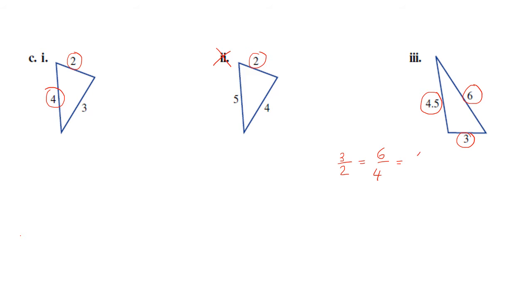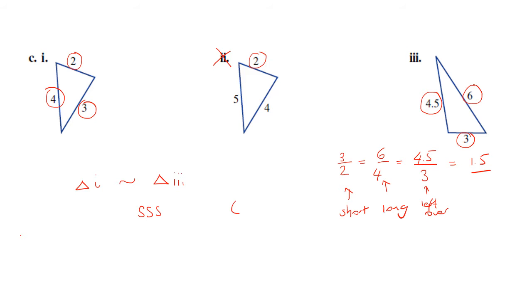So 4.5. Let's compare our remaining side, 4.5 divided by 3. So what I'm doing is comparing the lengths of the corresponding sides. We went with the shorter side, then the longer sides, and then the leftover sides, and they all equal 1.5, right? So triangle 1 is similar to triangle 3 because of the side, side, side rule, and our scale factor is 1.5.